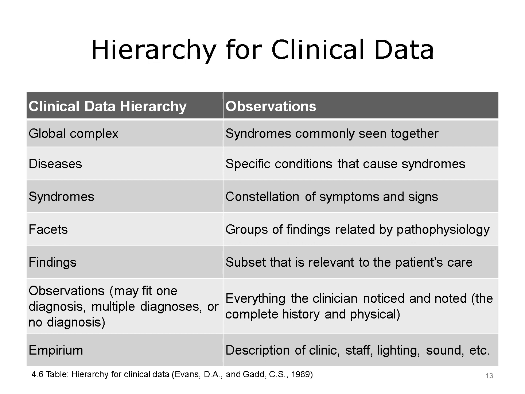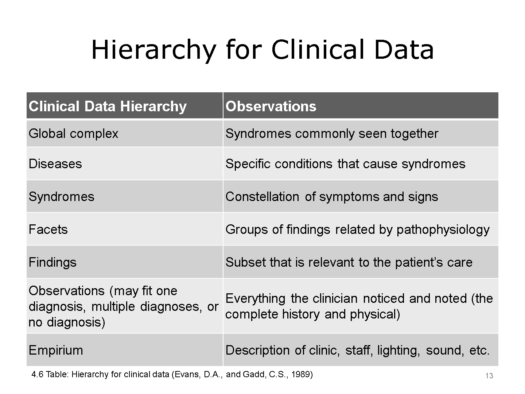Therefore, disease is a more precise term than syndrome because disease implies that the clinician understands not only what findings are present, but also what the cause is. Finally, at the top of this hierarchy is what Evans and Gadd call a global complex, which is a combination of syndromes or diseases that tend to occur together in the same patient.